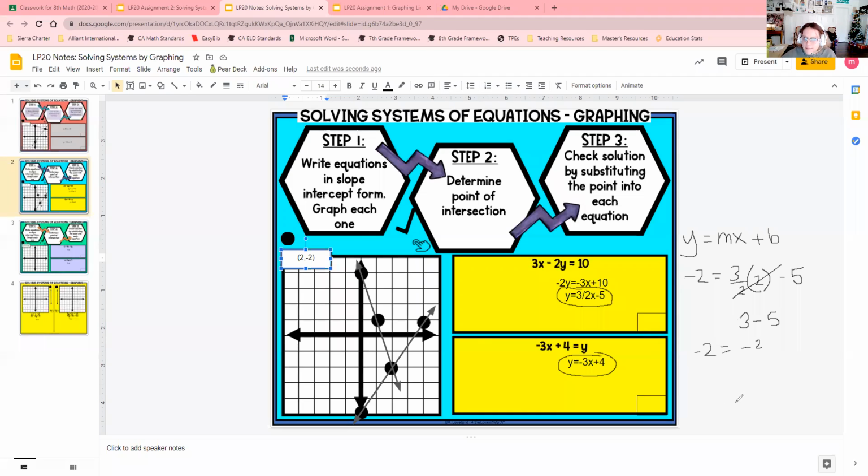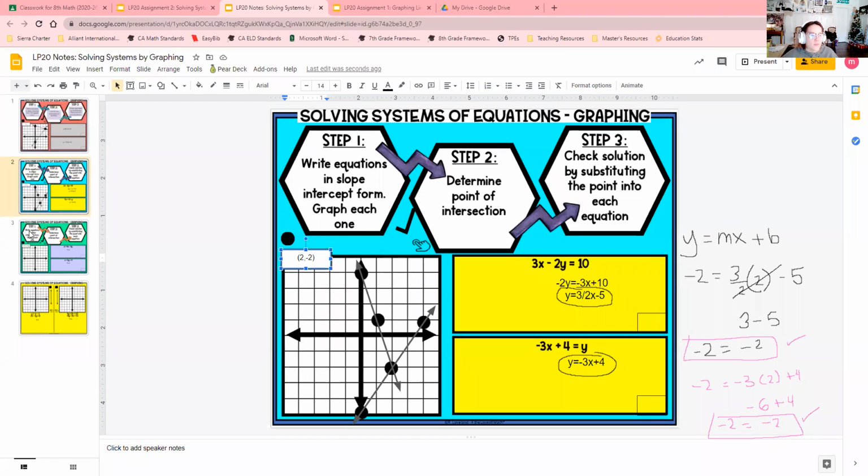Negative 2 equals negative 3 times 2 plus 4. Okay, start solving. Negative 3 times positive 2 is going to give us negative 6. Negative 6 plus 4 gives me a negative 2. So negative 2 equals negative 2. Both of these turned out to be true equations. They worked out, which means we did it correctly.